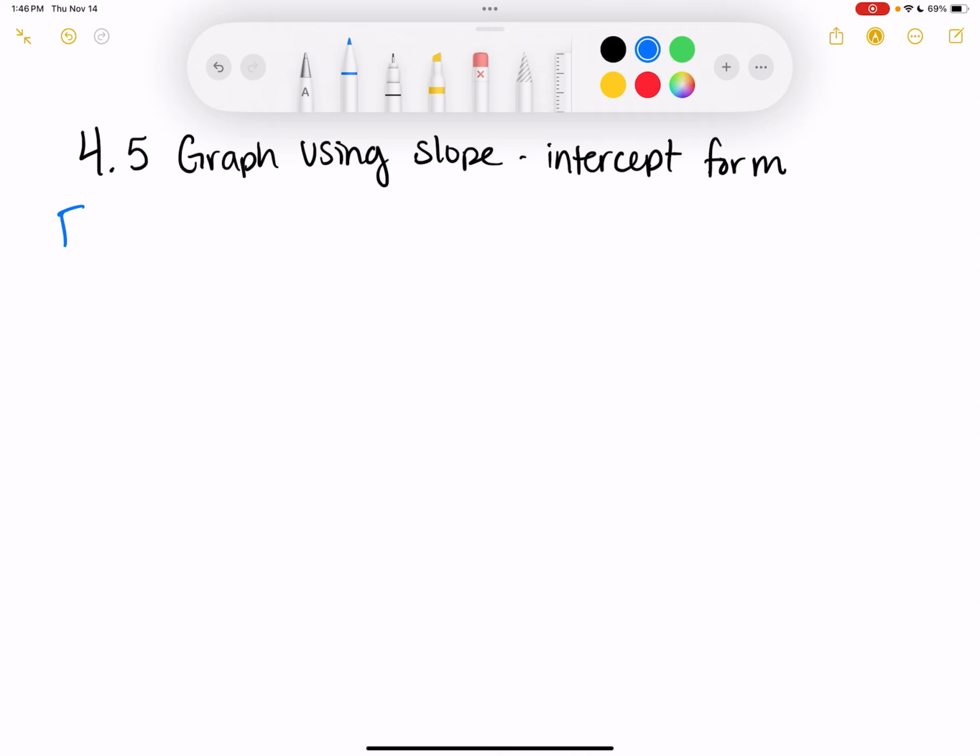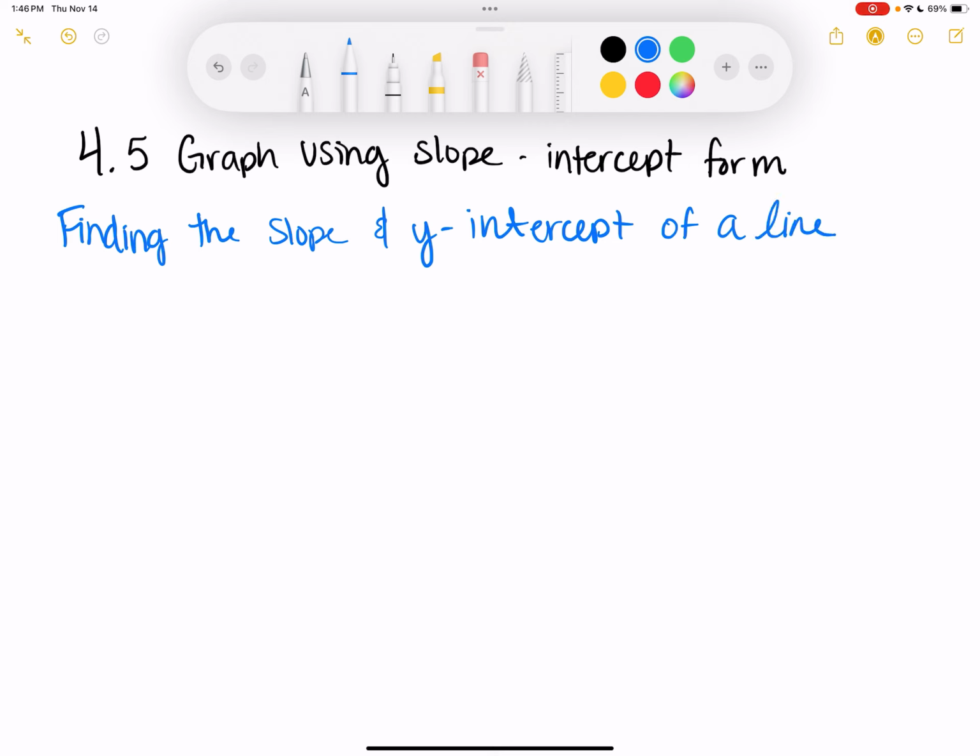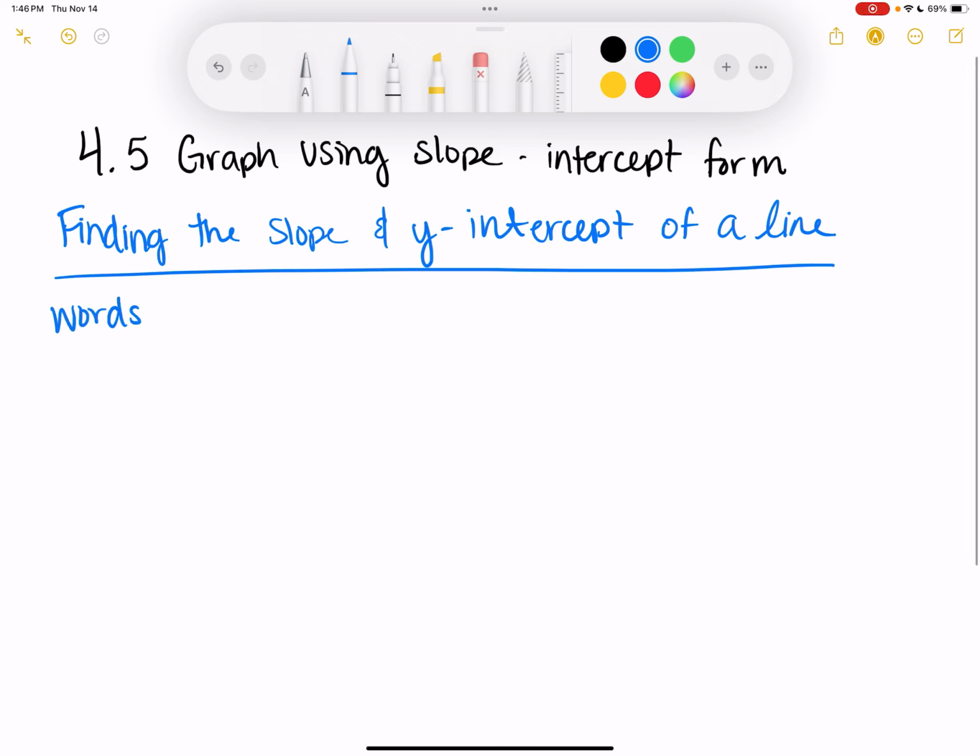Finding the slope and y-intercept of a line. So in words, and then I'll do symbols, and then I'll do a graph for you.